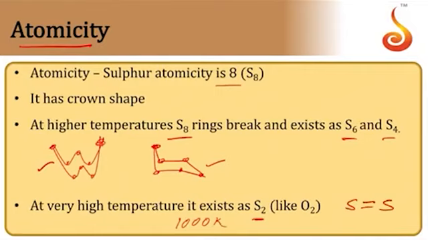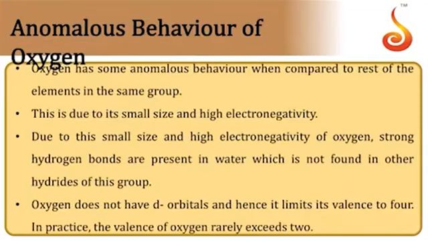So the atomicity of sulfur is 8. It basically has a crown shaped structure. At higher temperatures, it starts breaking down into S6 and S4 forms. S8 is a crown structure, S6 has a chair conformation. At very high temperatures, the molecule further breaks down and exists as S2, which is something like the oxygen molecule.